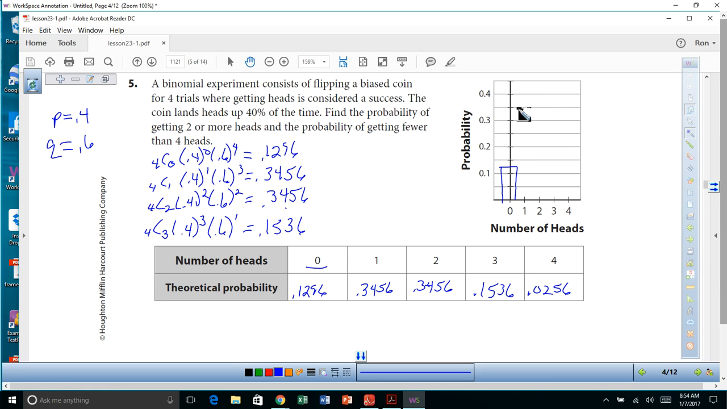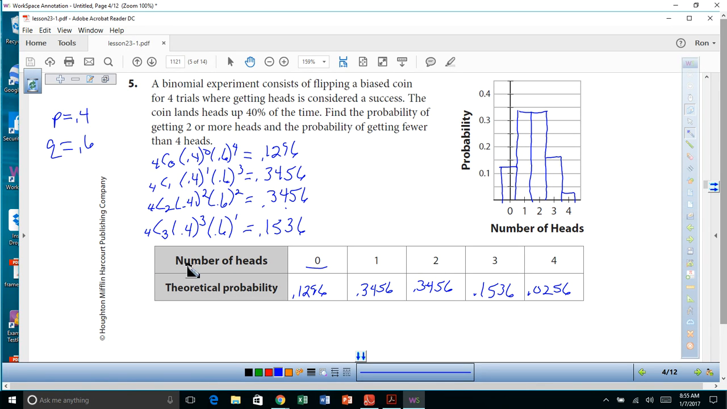0.3456, that's almost going to be here, for 1 and 2. Those two are the same height. And then 0.15, that's going to be just barely above it. And this one here is 0.02. So if that's 0.1, that's 0.05, so 0.0256 is a little bit over half. All right, so the histogram should look something like that.